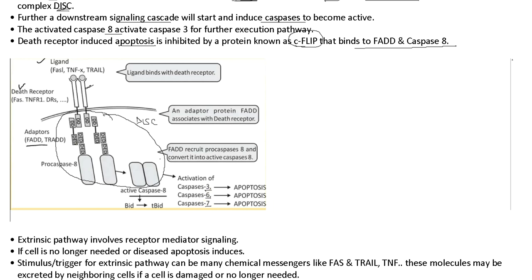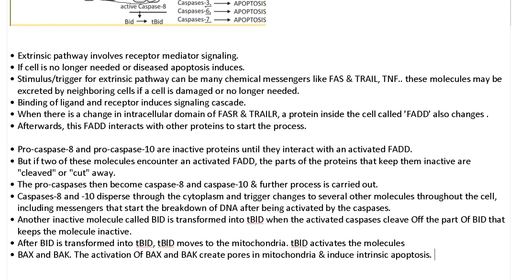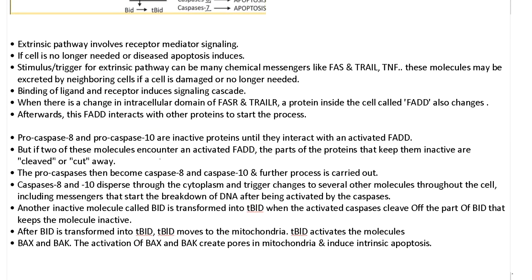So the extrinsic pathway involves receptor mediated signaling. Where will you see receptor mediated signaling, extrinsic or intrinsic? You will see receptor mediated signaling in the case of the extrinsic pathway. If the cell is no longer needed or is diseased, it induces apoptosis. There are chemical messengers like Fas, TRAIL, and TNF, which may be secreted by neighboring cells if the cell is damaged or no longer needed.